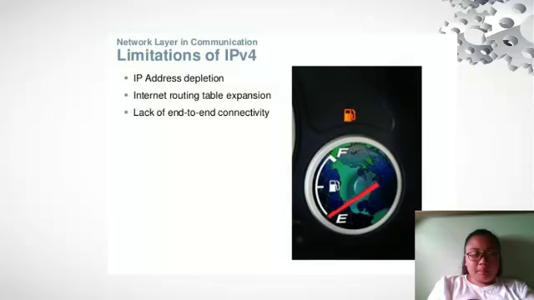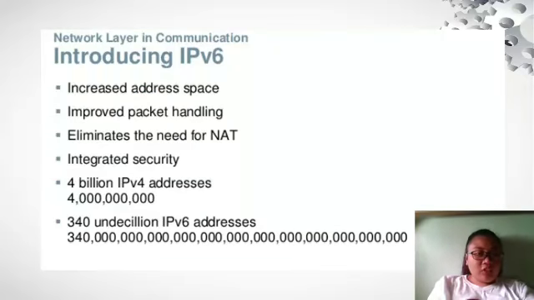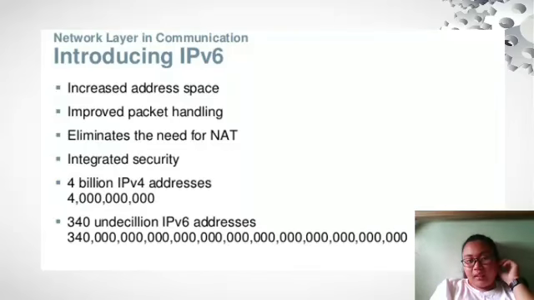Limitations of IPv4: IP address depletion, Internet routing table expansion, and lack of end-to-end connectivity. Introducing IPv6. It increases address space, improves packet handling, eliminates the need for NAT, and has integrated security. 4 billion IPv4 addresses, 340 undecillion IPv6 addresses.